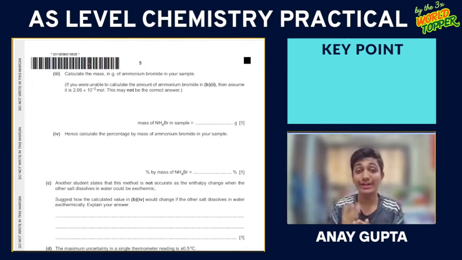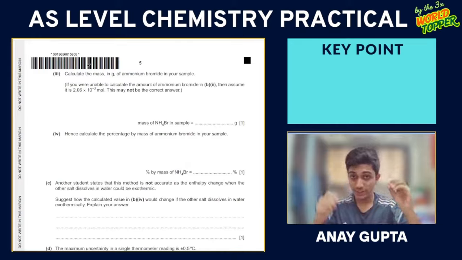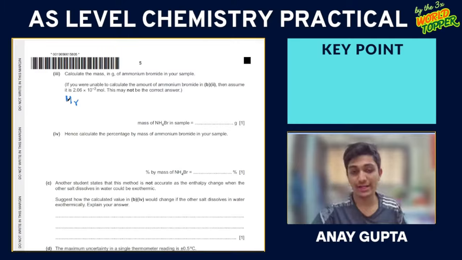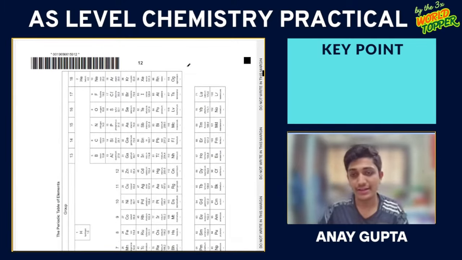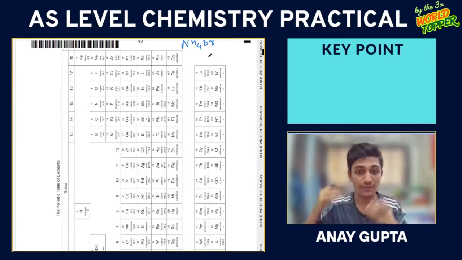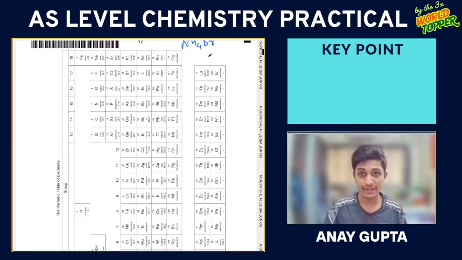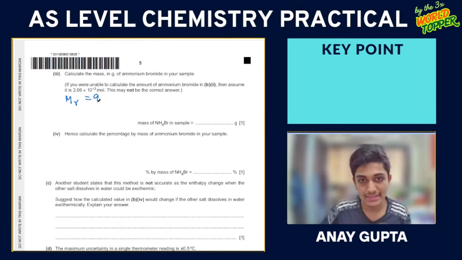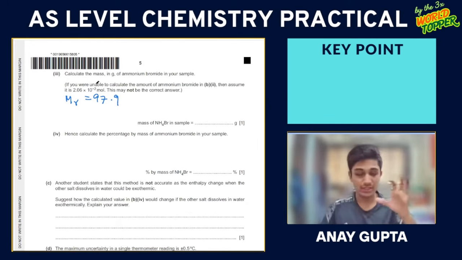Next question, calculate the mass in grams of ammonium bromide in your sample. So here we need to understand that firstly we need to calculate the Mr of ammonium bromide. Okay, let's go on to our periodic table, sorry, and find the Mr of NH4Br. So N, or nitrogen's relative atomic mass, is 14 plus 4 for 4 hydrogens, and bromine has a relative atomic mass of 79.9. So that gives us 97.9. Okay, that is our Mr.